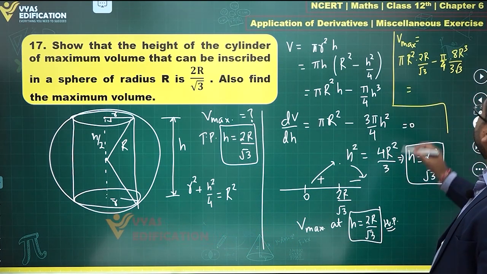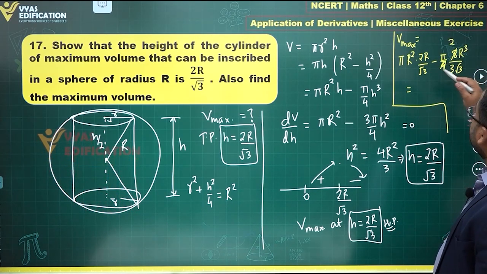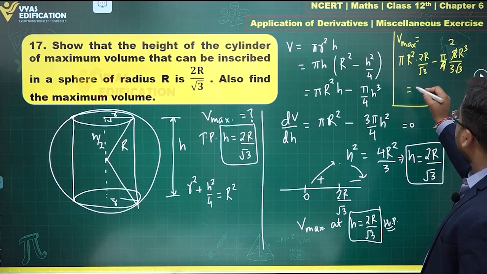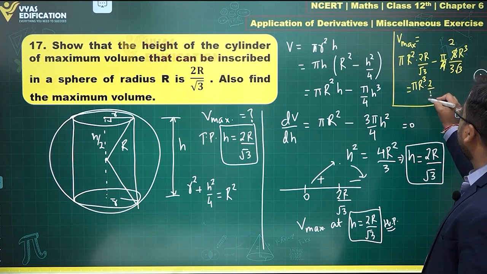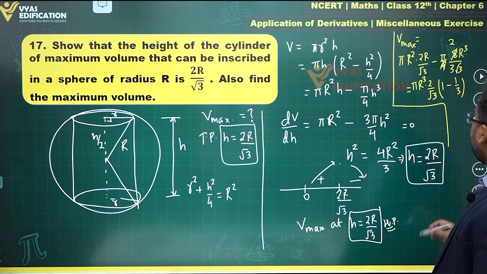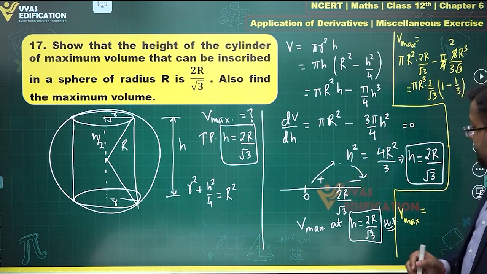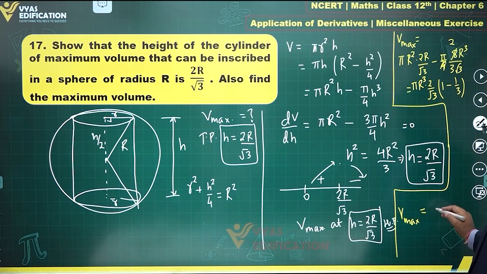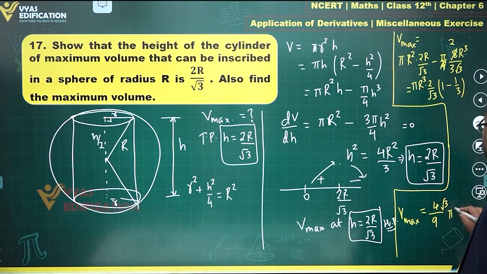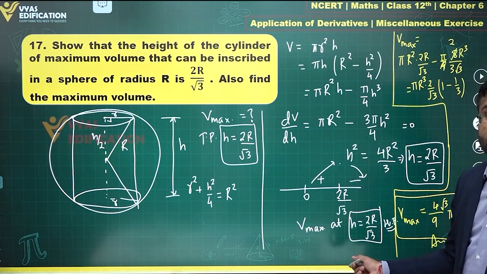What is that equal to? This is pi R cube times 2 by root 3, and you have this 2 by 3 root 3. Or you can take out 2 by root 3 pi R cube common, and what will remain is 1 minus 1 by 3. This is 2 by 3 actually. And from here, V max will finally be equal to this expression. This is 2 by 3, this becomes 4 by 3 root 3, which will become 4 root 3 by 9 times pi R power 3. This is what I'll get, and that is my answer for this question over here. That's the 17th question for us.